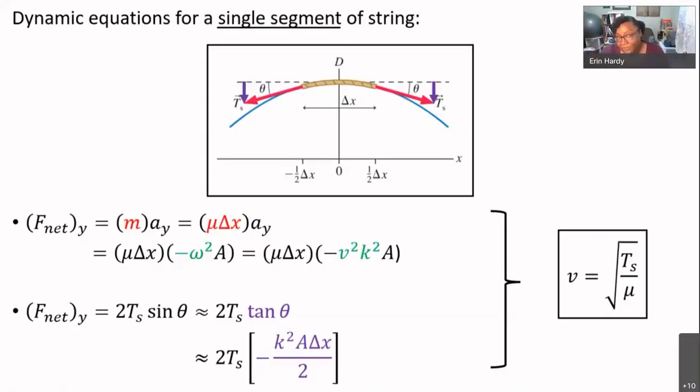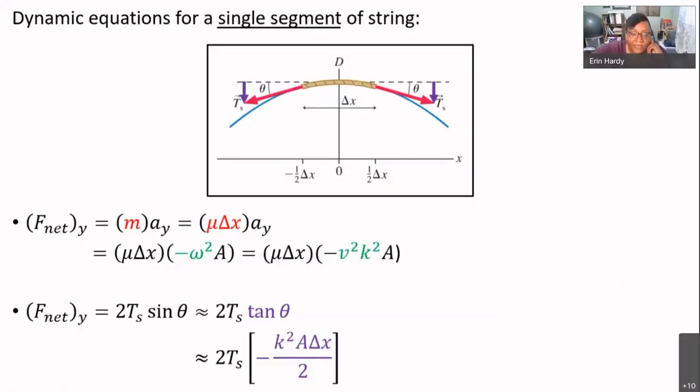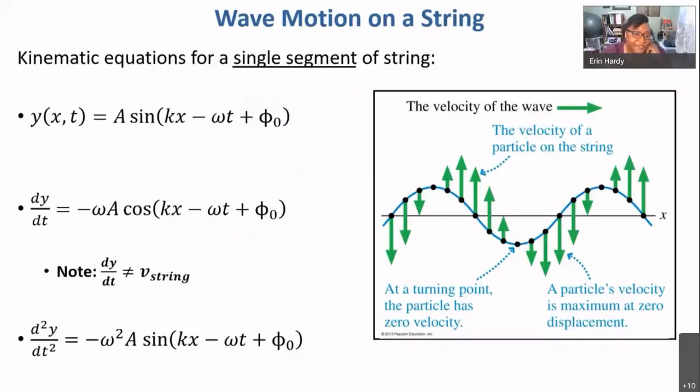Just an application, or really a combination, of applying dynamics to the segment of string and then combining it with the kinematics from the previous slide. That's where I got acceleration is equal to negative omega squared A times this sine, and so on.